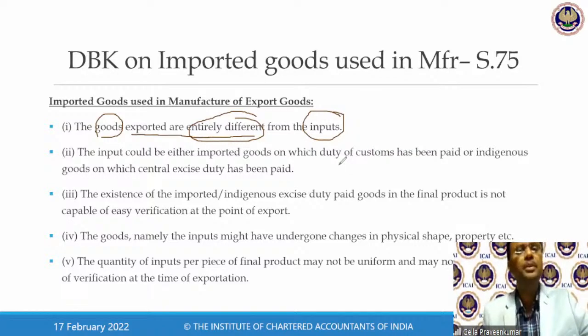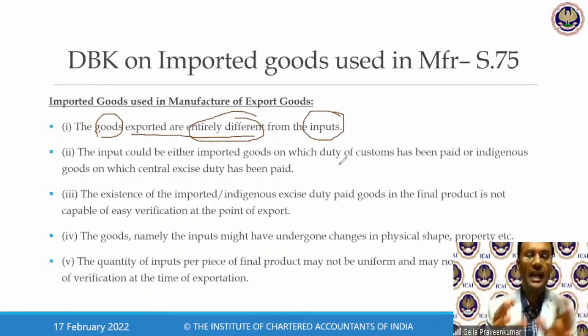So, what is an input? Input is just a particle. All tiny particles. What I have done, I have put together, I have put into a process of manufacture. I made a finished product which has a different attire altogether. So here the government says the goods which are exported are completely different from the inputs. The input could be either imported goods on which duty of customs has been paid or indigenous goods on which central excise duty has been paid.